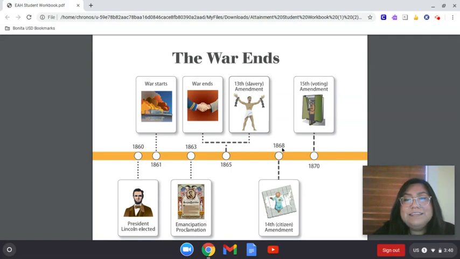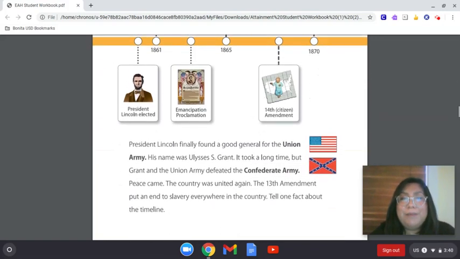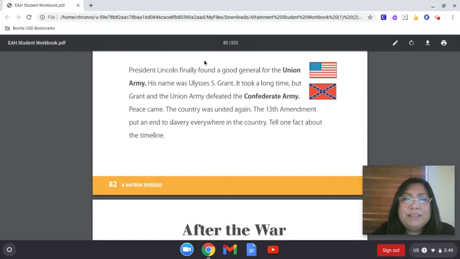In 1868, we have the creation of the 14th Amendment, which states that people who are born in the United States are considered American citizens. And finally, in 1870, we have the creation of the 15th Amendment, which allowed citizens and slaves who had been freed to vote. Now let's take a look at the passage for today.